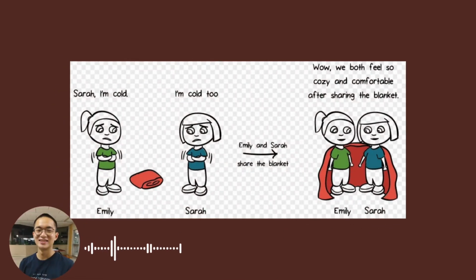To make this concept clearer, let's use an analogy. Imagine Emily and Sarah are two friends who are both feeling cold. Emily has a blanket, but Sarah doesn't. Emily decides to share her blanket with Sarah, so they both can feel warm and cozy. In this analogy, Emily is like the electron donor and Sarah is the electron acceptor. The blanket represents the pair of electrons.